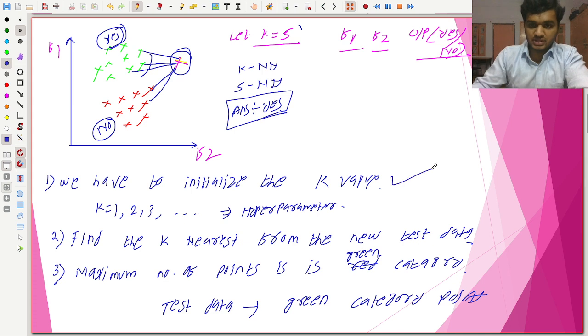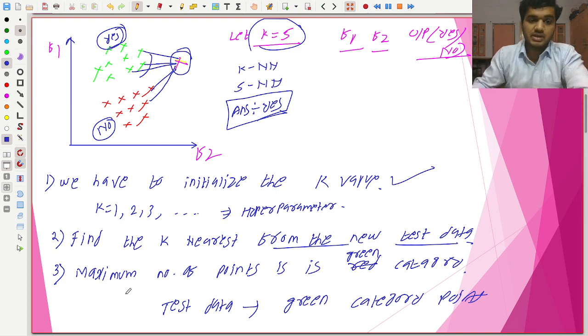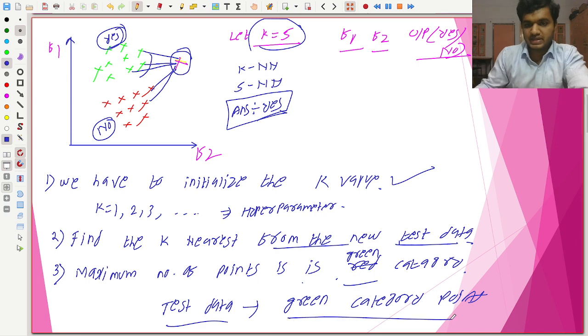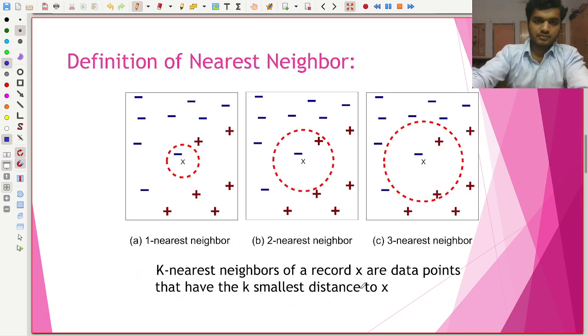First we initialize the k value. Suppose here we initialize k equal to 5. Then find the k nearest neighbors from the new test data. Then the maximum number of points is in the green category, so the testing data will be a green category point. It is the procedure.